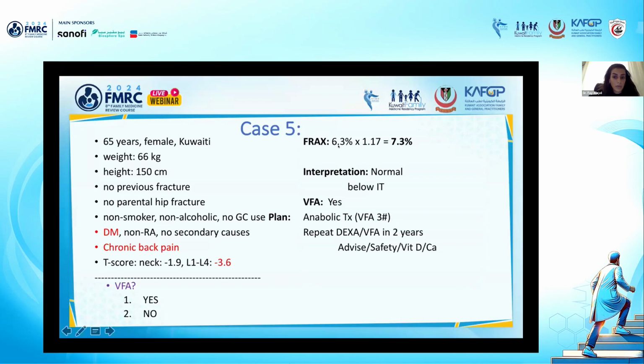So the FRAX was 6.3% when you calculated it, but there is a discordance between the neck and the lumbar spine. Which one is worse here? The lumbar spine, negative 3.6. How far is it from negative 1.9? You will subtract 3.6 minus 1.9, you will get 1.7. And how are you going to interpret this? You will put 1 and then 0.7. The difference is what you will add to the FRAX.